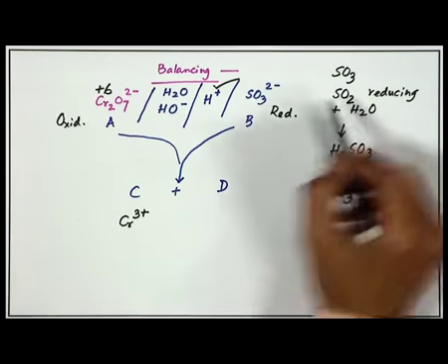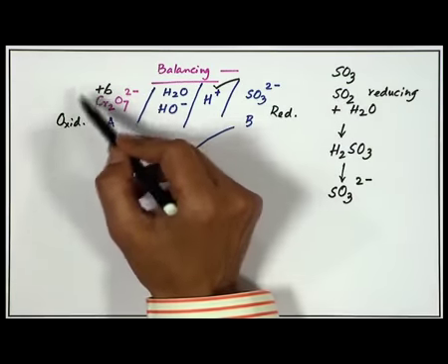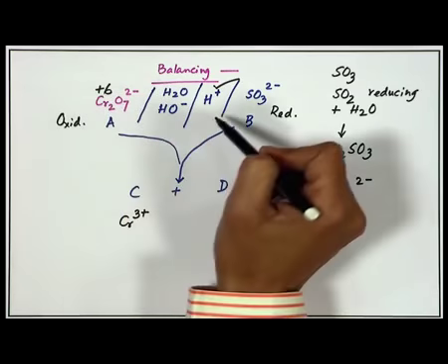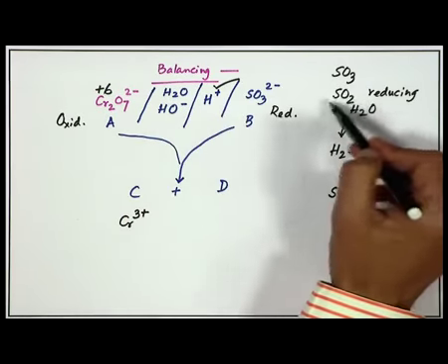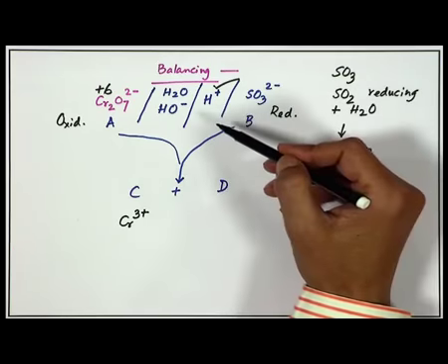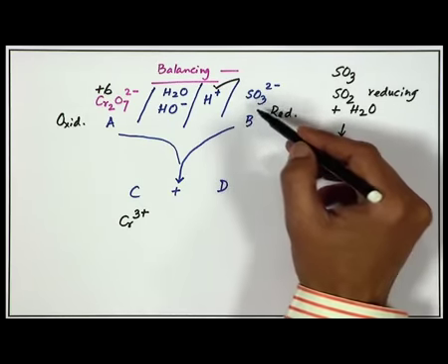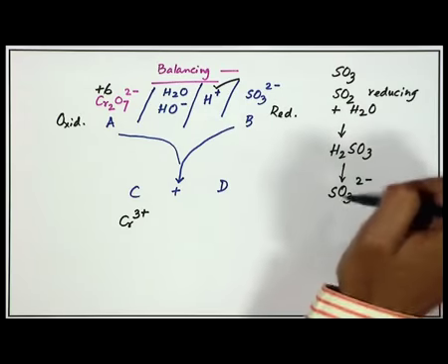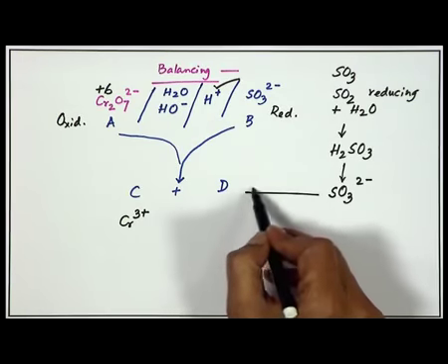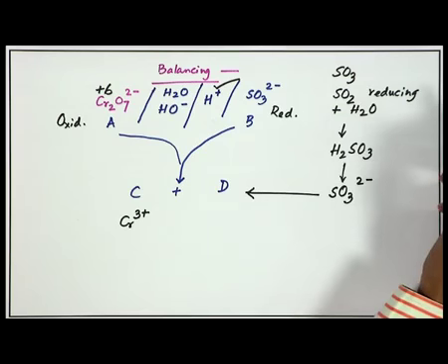If we have an orange colored aqueous solution which is slightly acidic, and you pass sulfur dioxide gas, the same reaction can happen. So the reductant, this species, should be oxidized. SO3 2 minus should be oxidized.